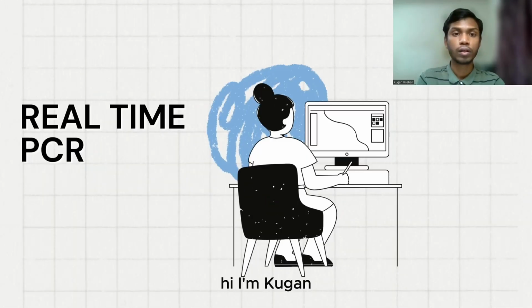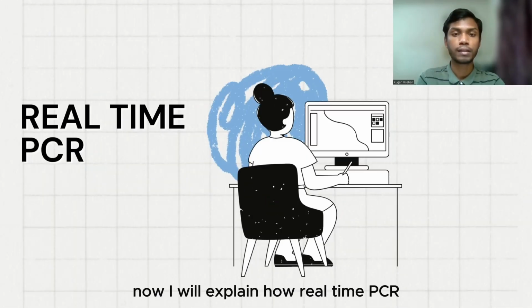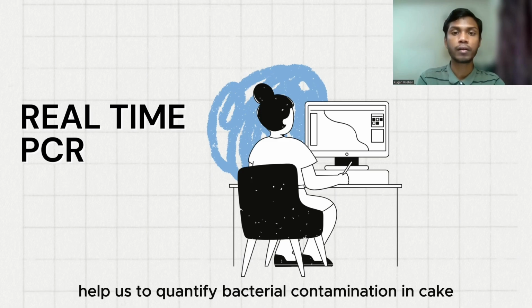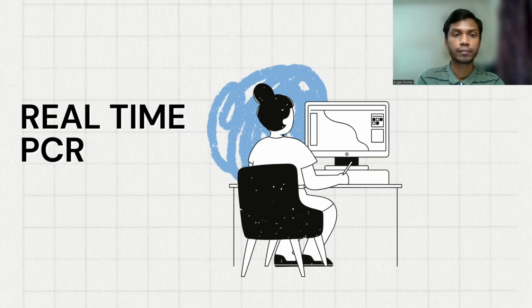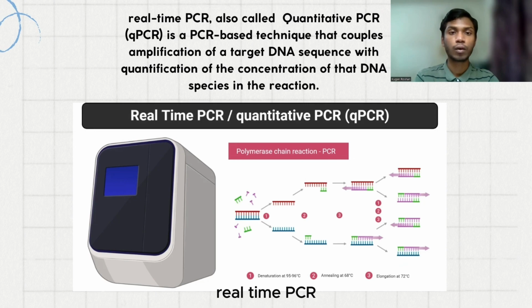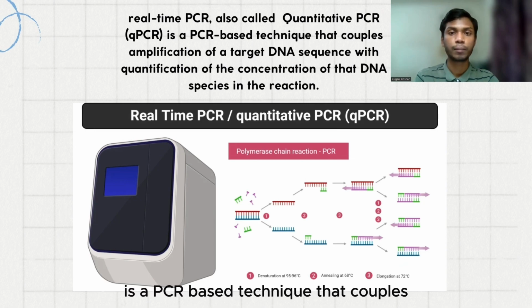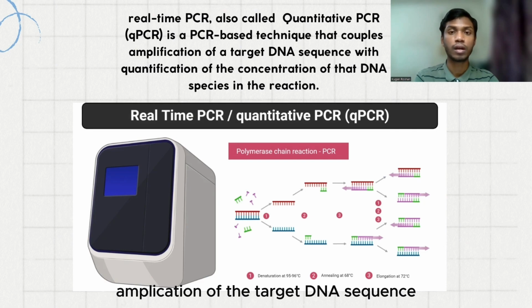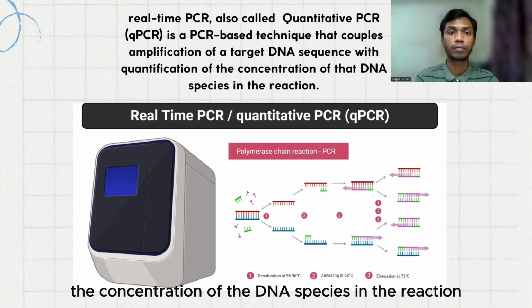Hi, I'm Google. Now I will explain how real-time PCR helps us to quantify bacterial contamination in cakes. First of all, real-time PCR, also called quantitative PCR, is a PCR-based technique that couples amplification of the target DNA sequence with quantification of the concentration of the DNA species in the reaction.